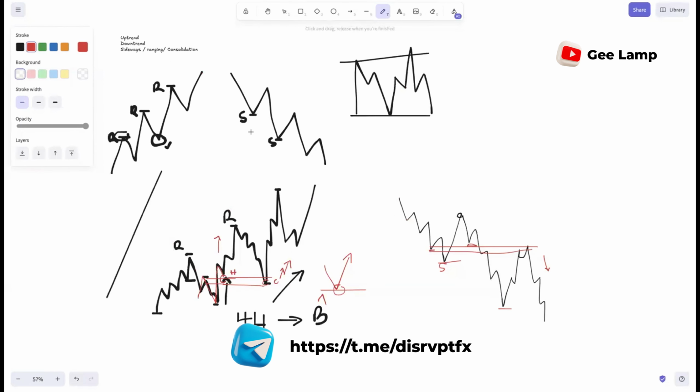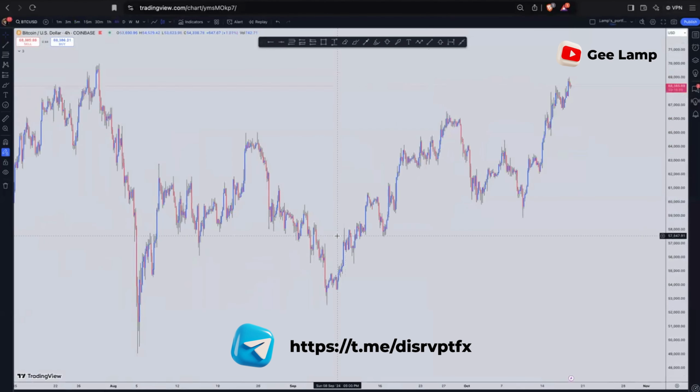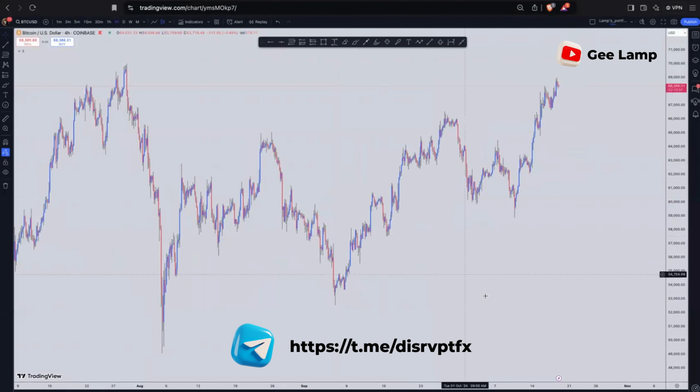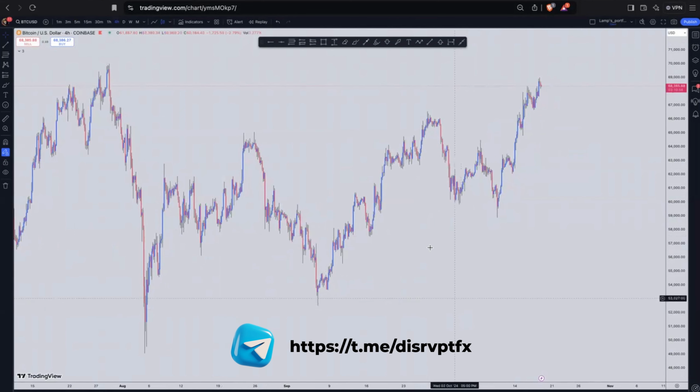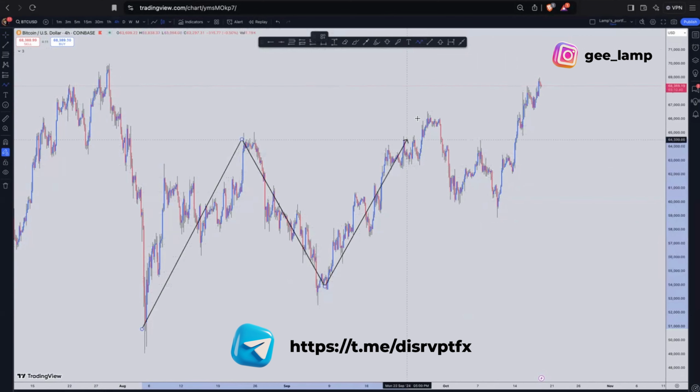Now let's go into the chart and I'll show you some examples of how I apply these principles. This is the chart for Bitcoin. In a 4-hour time frame, we can clearly tell that the market is moving in an uptrend. But we have no control as to where price would come and react from and continue to the upside.